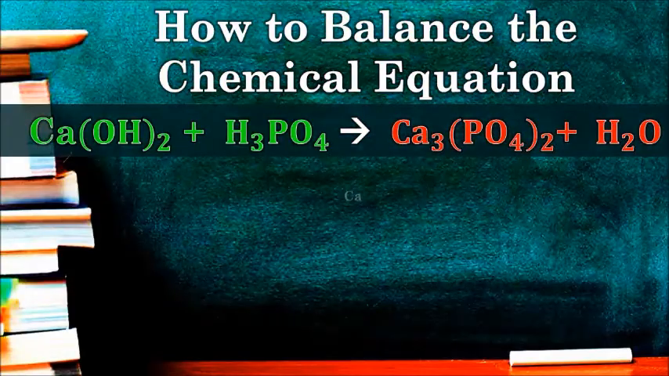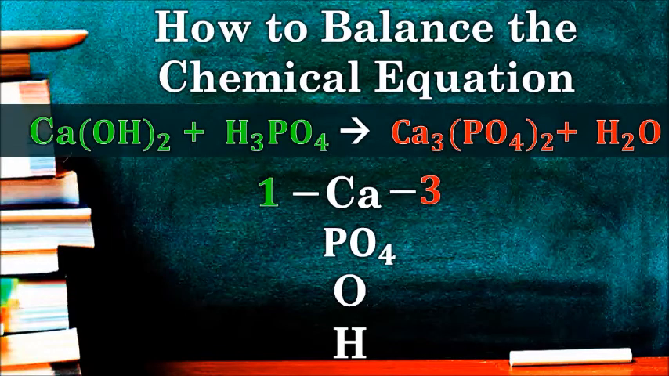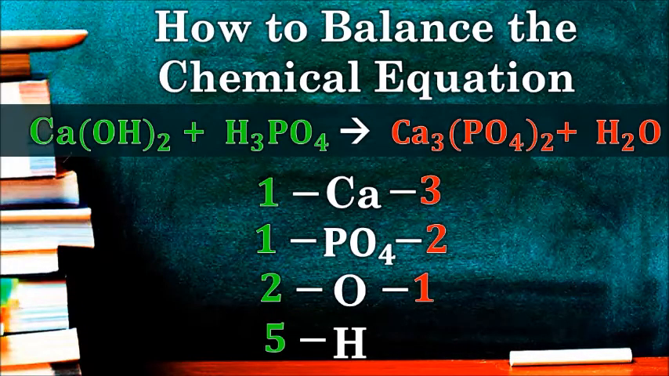Next example. Some chemical equations contain polyatomic ions like PO4. But PO4 appears on both sides of the equation, so we can treat this as one group. We can see that there's 1 calcium atom in the reactant, but there are 3 in the product. There's 1 PO4 in the reactant, while there are 2 PO4 in the product. There are 2 oxygen atoms in the reactant, while only 1 in the product. There are 5 hydrogen atoms in the reactant, but only 2 hydrogen atoms in the product.